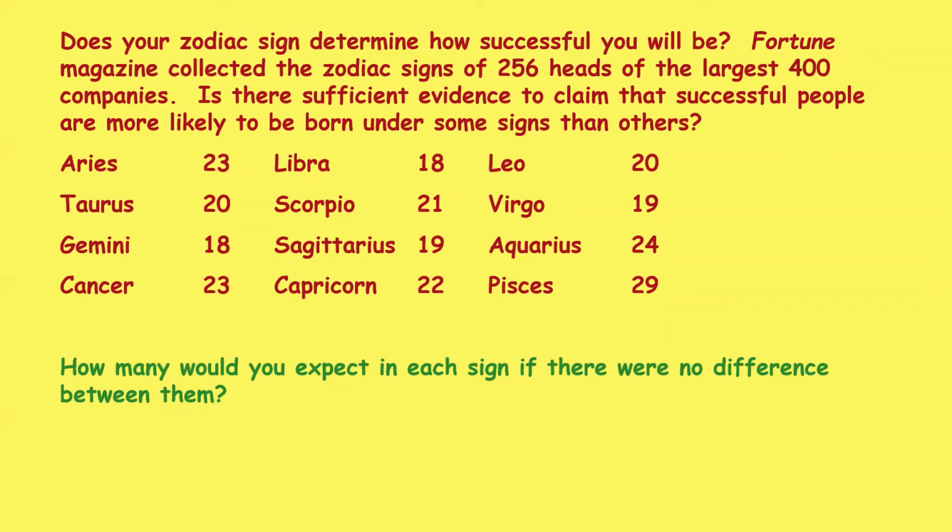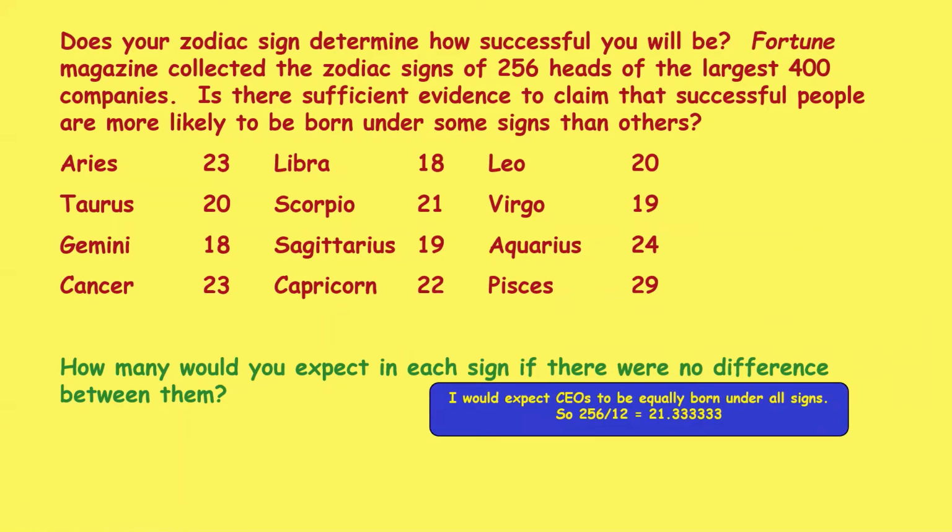Well, if we have 256 people and we have 12 signs, we expect there to be equal to 256 divided by 12, which is 21.3 repeated. So again, expected can be a decimal. Observed will never be a decimal, but for expected, keep the decimal if it is a decimal. So expected for each of these signs would be 21.33 CEOs here.